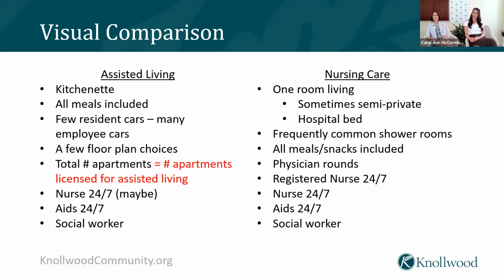Sometimes in nursing care, you may have your own private shower, but not always. There are often common shower rooms. Sometimes even shared bathrooms can be common in nursing care, but you're not going to have that same type of sharing when you're looking at assisted living. And usually in assisted living, there's a few different floor plan choices, not as many as you find typically for independent living. But in nursing care, it's going to be, again, rooms. There aren't really going to be floor plan choices.